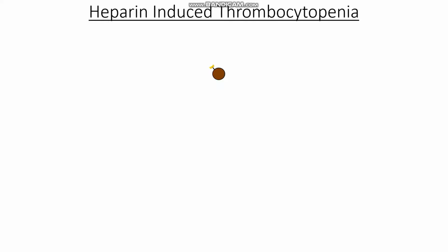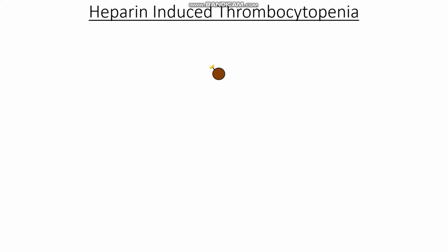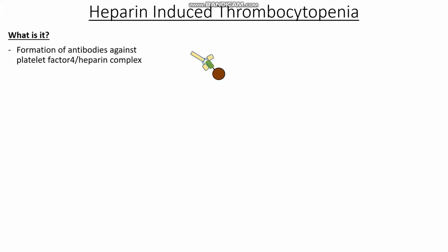Here you can see we have a platelet molecule, and onto it we have this yellow thing known as platelet factor 4. Circulating heparin, when it's been given, may actually come and bind to platelet factor 4. This may then lead to the formation of anti-platelet factor 4 and heparin complex antibodies. The reason for this is most likely due to the fact that heparin is often derived from other animals, things like pigs or cows. And so what actually is heparin-induced thrombocytopenia? It is the formation of antibodies against platelet factor 4 heparin complexes.